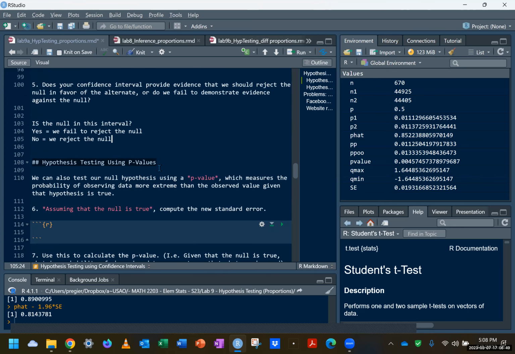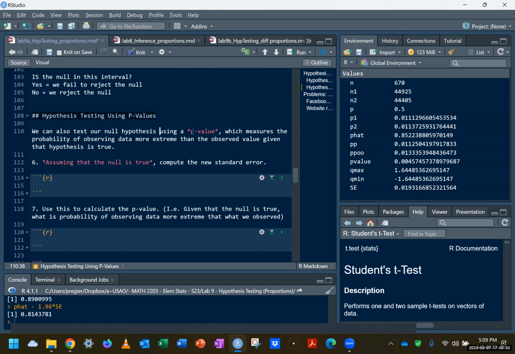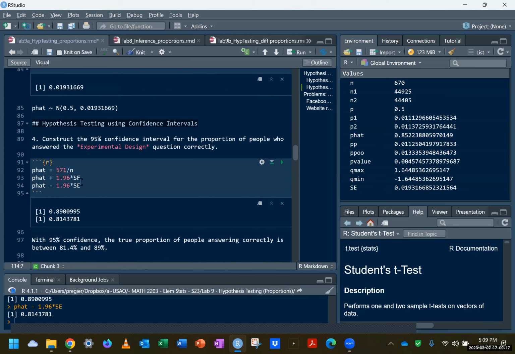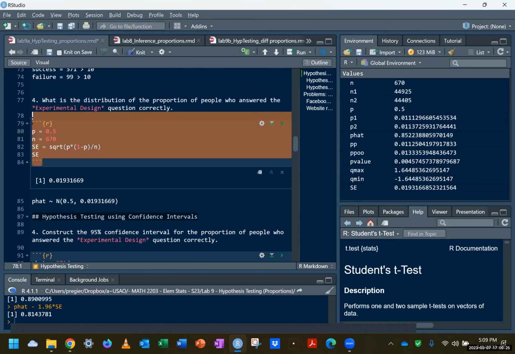But there's another approach. So take a deep breath, get a drink, jump around, and we're going to talk about how to use a p-value, a probability, to evaluate our null hypothesis. The p-value is the probability of observing our data or something more extreme given the null is true. I even have a song for this that we're going to cover. So assuming the null is true, what is the standard error? Here we go. Assuming the null is true, we already found the standard error.